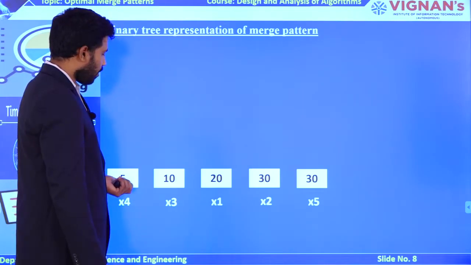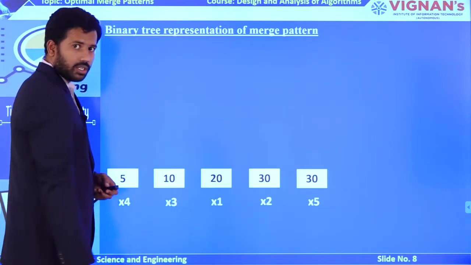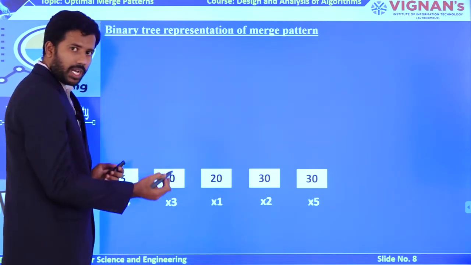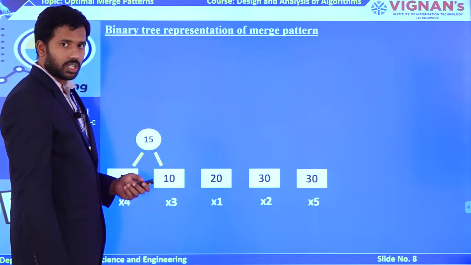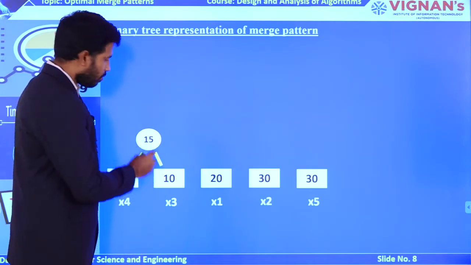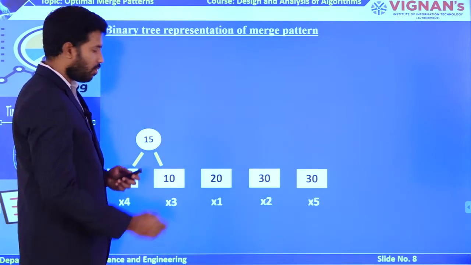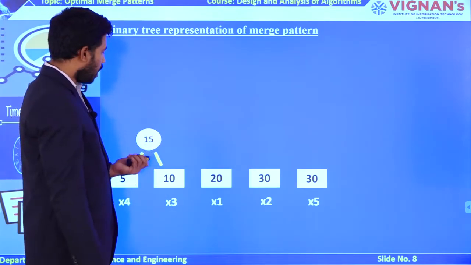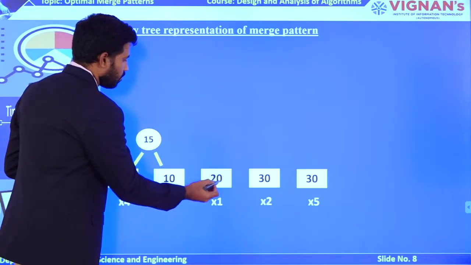Now what are the files you are merging first? X4 as well as X3. What is the size of X4? 5. What is the size of X3? 10. So if you merge these two, ultimately you will get a merged file with a size of 15. So at this level, how many files are there? 4 files are there, 1 merged file and 3 independent files. So if you apply the greedy approach to merge these 4 files, ultimately what are the least 2 file sizes? 15 as well as 20.